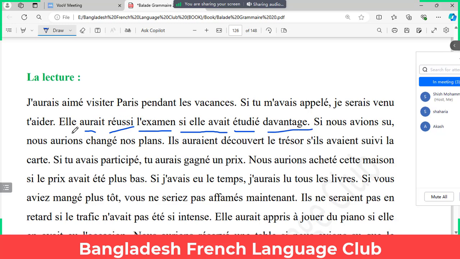So elle aurait réussi means she would have succeeded in the exam, if she had studied. Elle avait étudié, she had studied. Davantage means in advance. So if she had studied in advance, she would have succeeded in the exam. Right? Exactly. Okay.